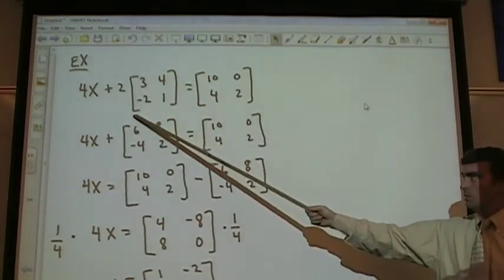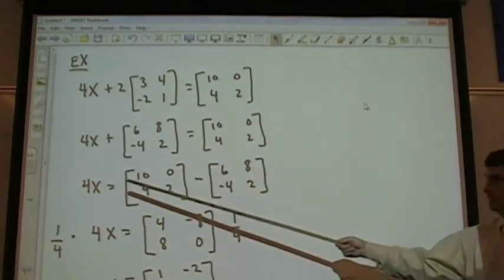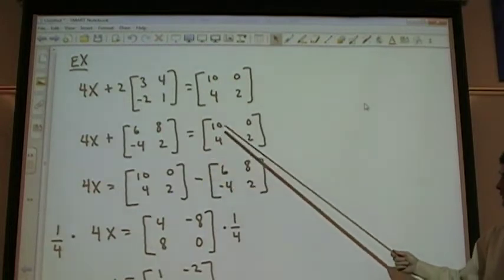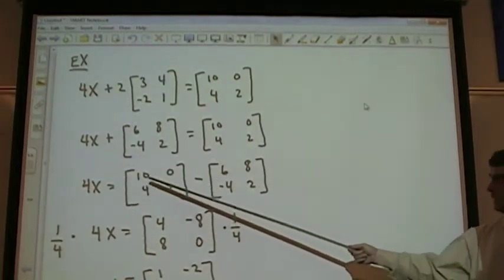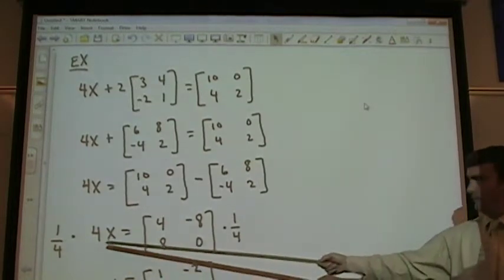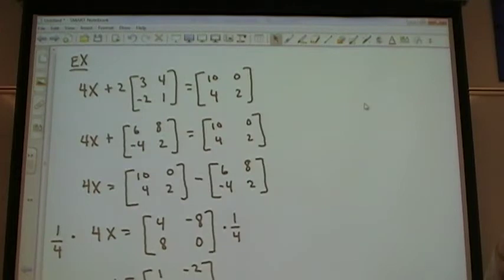What do I have to do with this matrix? Subtract it from both sides. So I'm left with 4X on the left, and when I subtract it from this one, I should end up with 4, negative 8, 8, 0. 4X equals 4, negative 8, 8, 0.